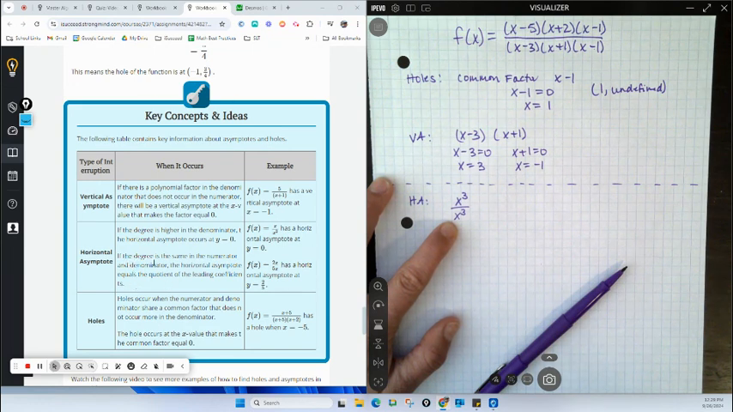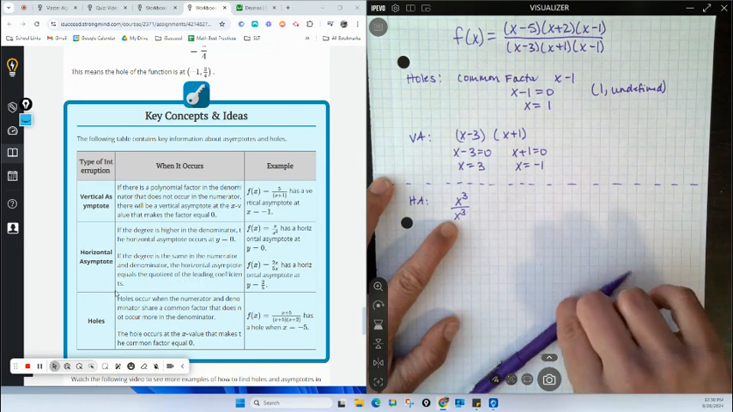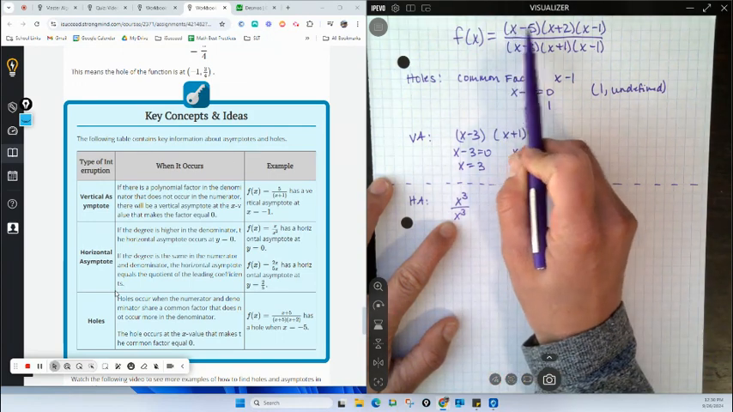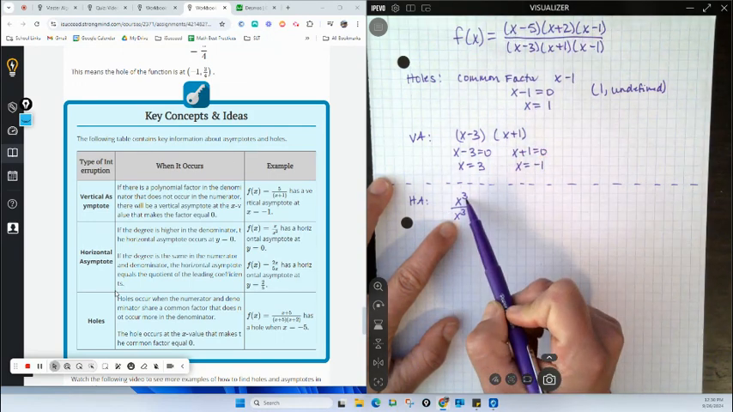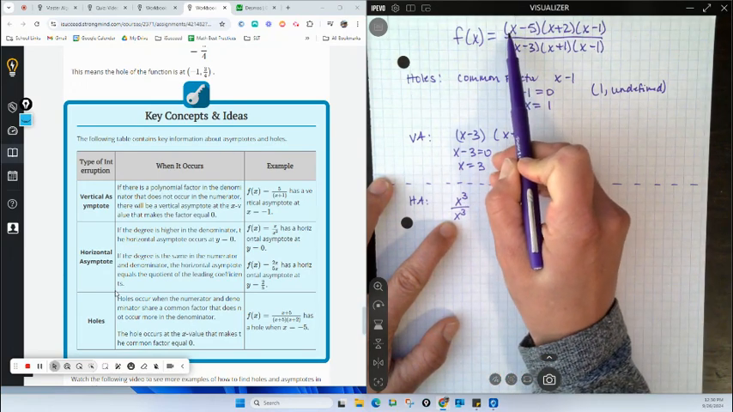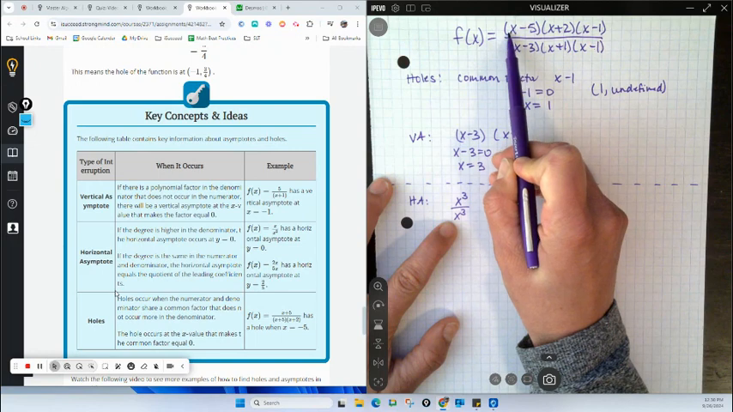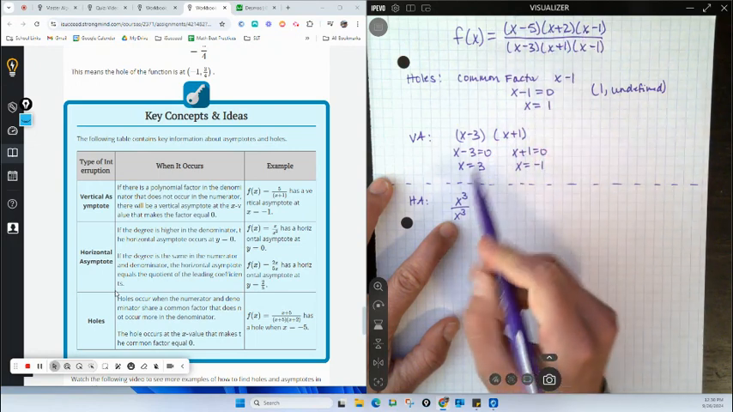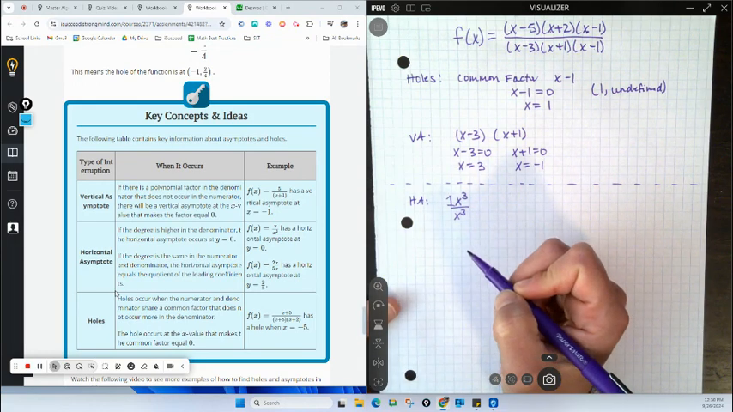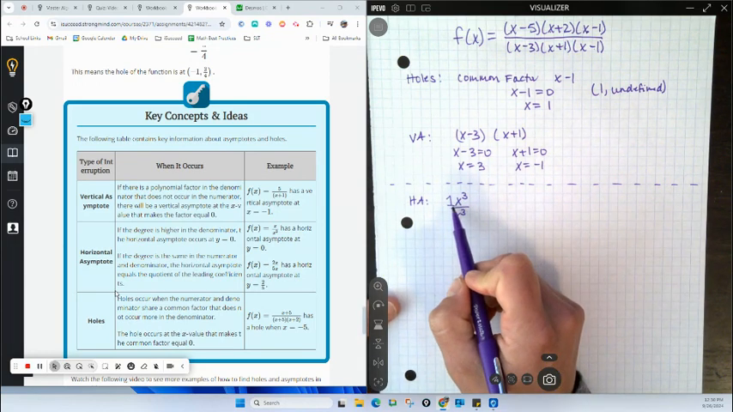It says if the degree is the same in the numerator and the denominator, the horizontal asymptote equals the quotient of the leading coefficients. The quotient is just the ratio or the fraction. Just like we said, x times x times x is how we got x cubed. Well, what about those coefficients? In this case, all of my coefficients are 1. I have a 1x here, a 1x here, and a 1x here. So it's really like I have a super secret 1 right here. We just don't write it because we're kind of lazy. But there is a leading coefficient of 1.